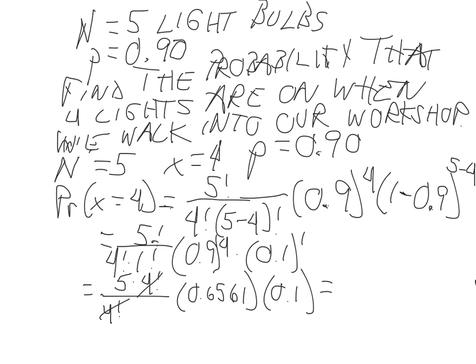5 times 0.1. And what are we going to get? 0.328. So the probability that 4 of those light bulbs are on is 0.328. Pretty cool, huh?